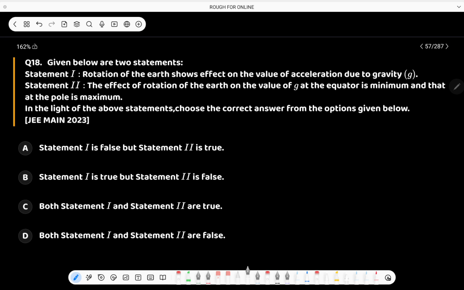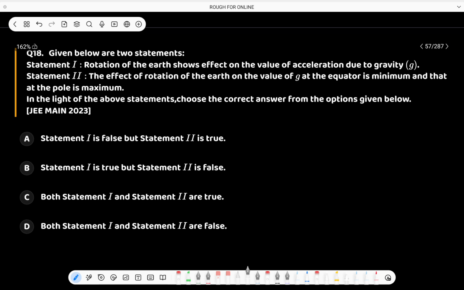Question number 18, look, beta. Rotation of the earth shows effect on the value of acceleration due to gravity. Yes, it shows. Acceleration due to gravity does depend upon the rotation. We have not discussed that yet, but at least we know this, that the acceleration due to gravity does depend upon the rotation of earth.